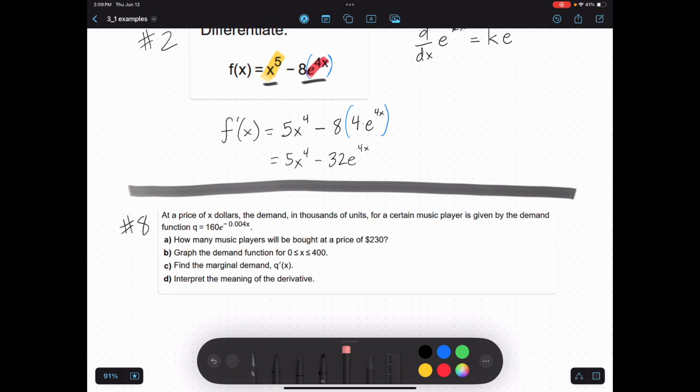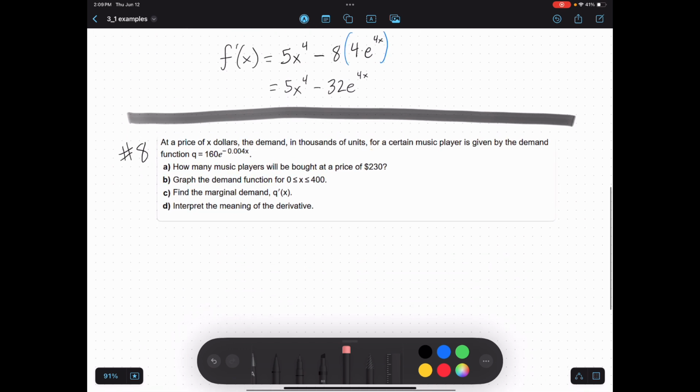Okay, let's move on to a more involved problem. This is number 8 from your homework, which is the last one. And this is just a good applied problem where the function that we're working with represents a demand function for a certain music player. So the product is a music player. And if you look at this function, hopefully you can see why it qualifies as an exponential function. We have a base that's constant. E is a constant value, and the variable is located in the exponent, making this an exponential function.